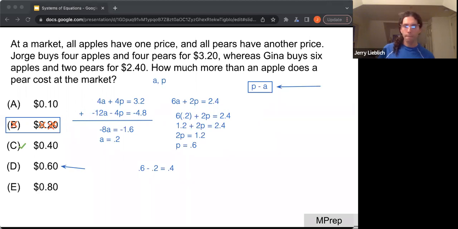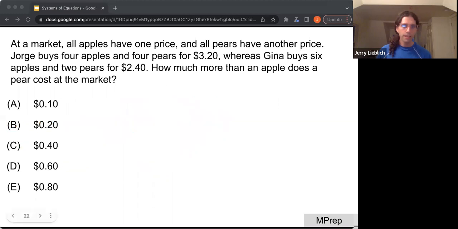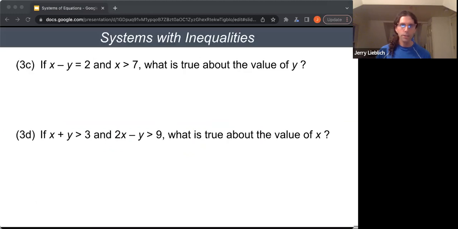So far, we've been dealing with systems of equations. In our last couple of minutes, I want to take a look at one other thing we might see, which is systems with inequalities. Now here I've got an equation and an inequality. They're asking me about the value of y. I can always plug from an equation into an inequality. I can never do the reverse.